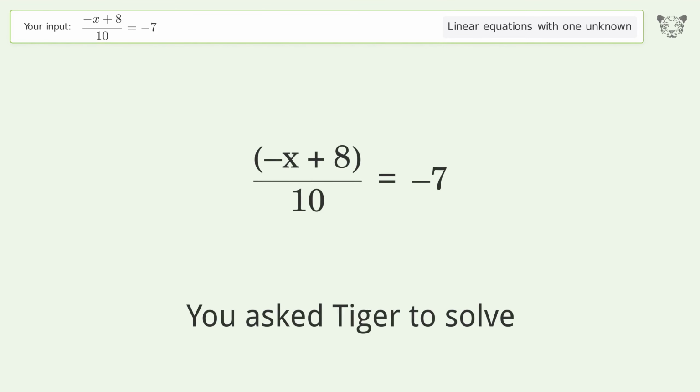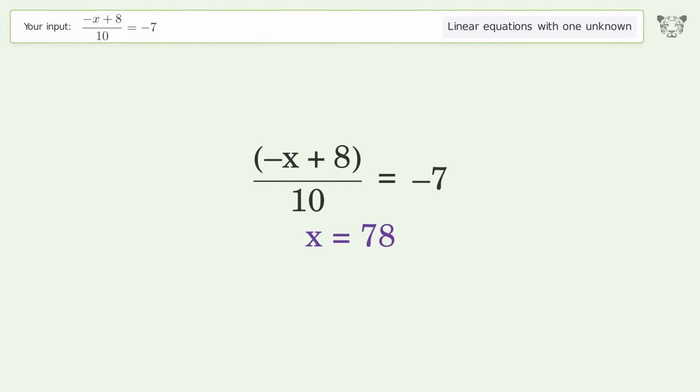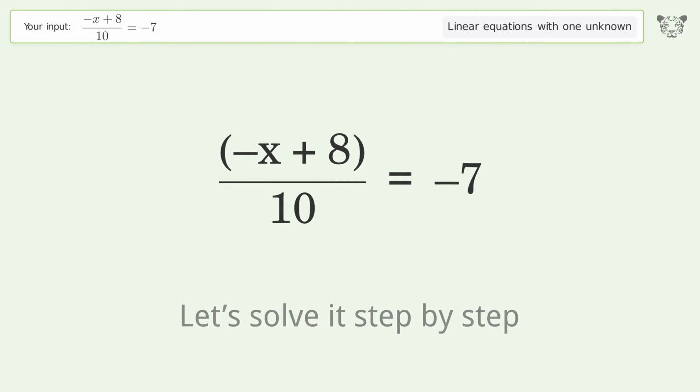You ask Tiger to solve. This deals with linear equations with one unknown. The final result is x equals 78. Let's solve it step by step.